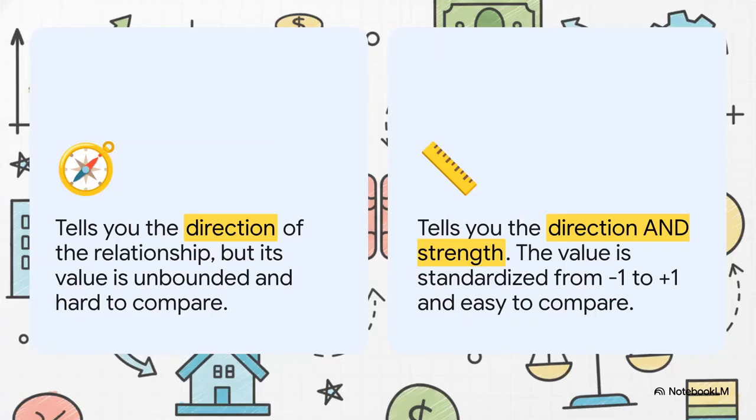This chart lays it out perfectly. On the left, you've got covariance, which only gives you direction. But look at the right. Correlation gives you both direction and strength. It tames that unbounded, hard-to-compare number and turns it into a simple score from -1 to +1. That makes it the perfect tool for comparing any two assets you can think of.